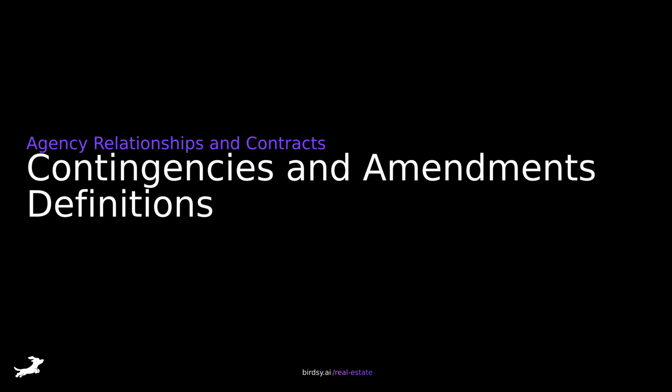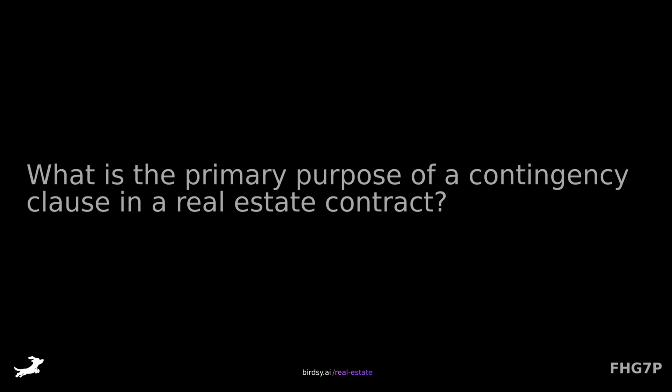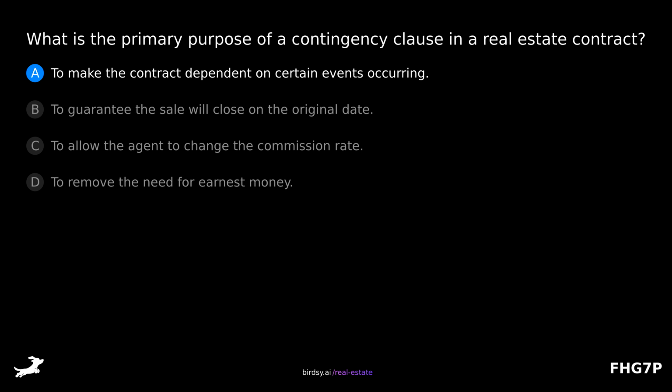Contingencies and amendments definitions. What is the primary purpose of a contingency clause in a real estate contract? Is it A, to make the contract dependent on certain events occurring? B, to guarantee the sale will close on the original date? C, to allow the agent to change the commission rate? Or D, to remove the need for earnest money?